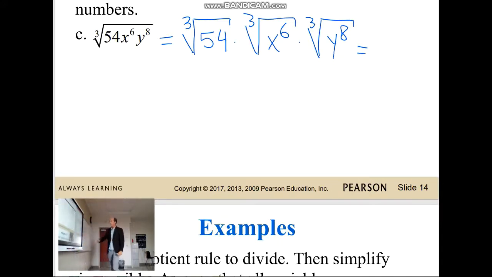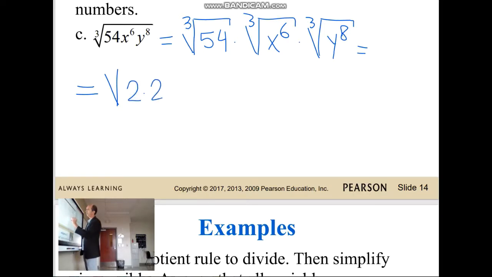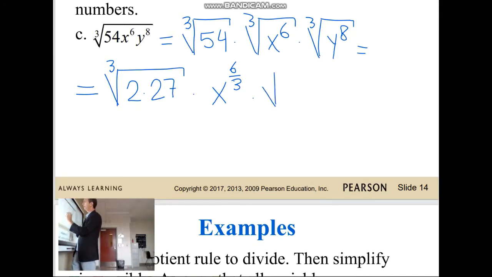Great. For 54, we can factor 54 and rewrite it as 2 times 27, right? Cube root times, we can rewrite this x 6 over 3 times, and we can actually write this as cube root of y exponent 6 times y exponent 2.